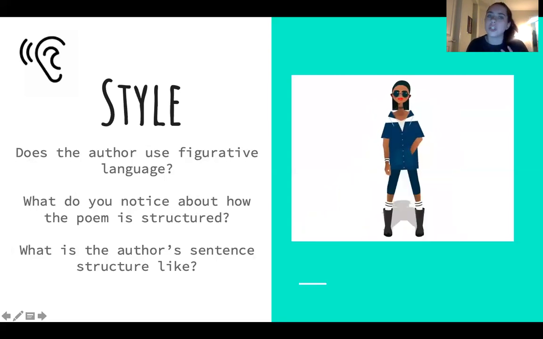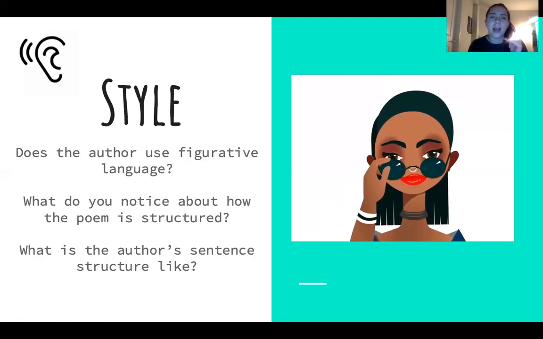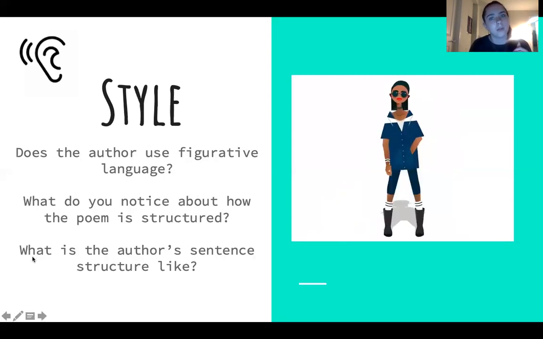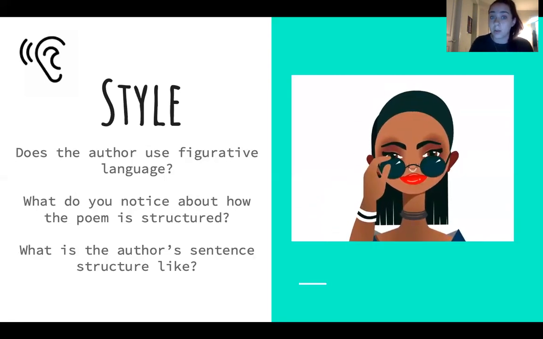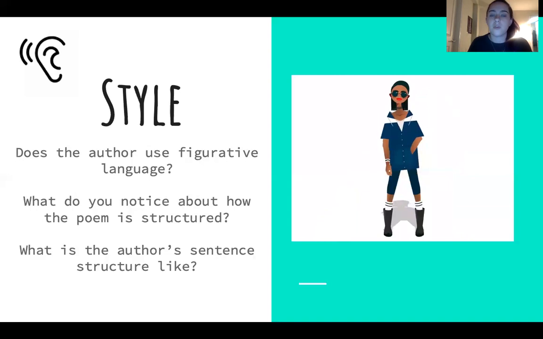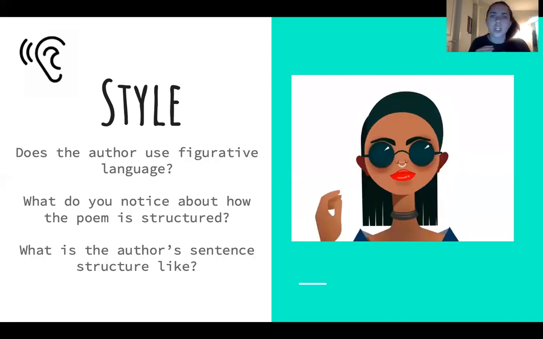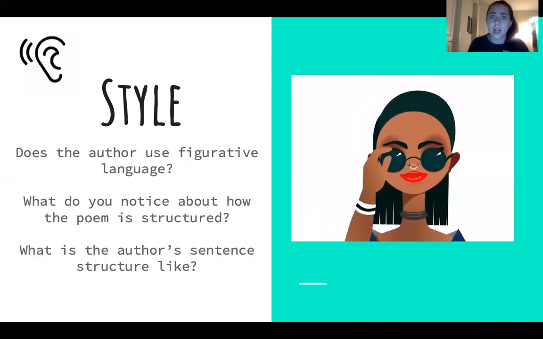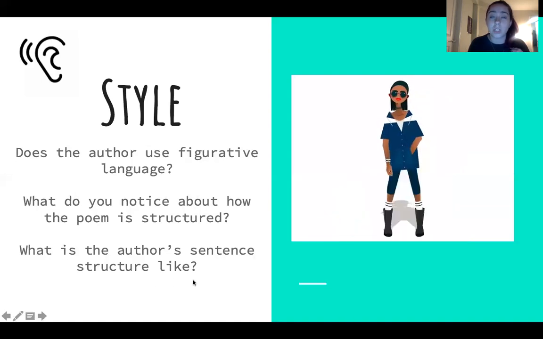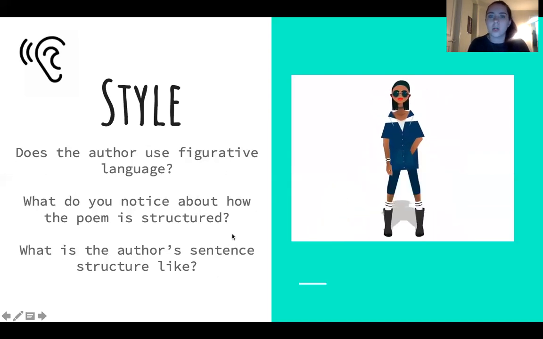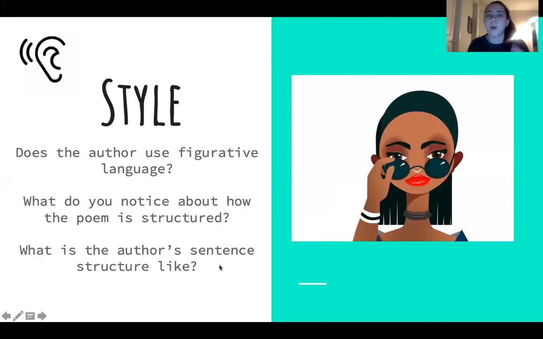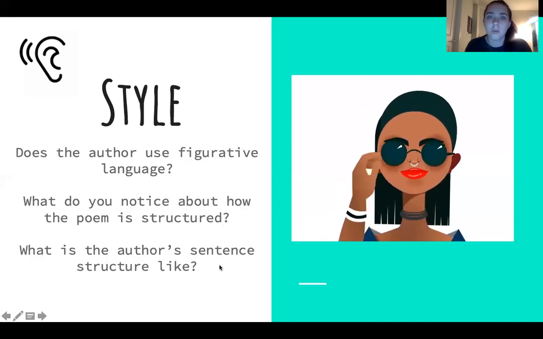And you may not answer each of these questions every time you do TWIST analysis. For the style section, you can just pick one of these, whichever one stands out the most to you. If you see the author using a lot of figurative language, you definitely want to talk about that in your style section. If you think the structure of the poem is really weird and unique, you definitely want to talk about that. And if the sentence structure is really jumping out at you, you want to talk about that one. You don't necessarily need to talk about all three, because not all poets are doing really interesting work with all three of these things. You can just pick one or two, whichever ones stand out to you the most.